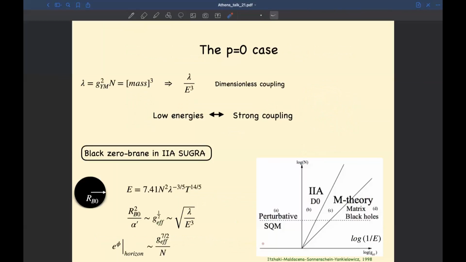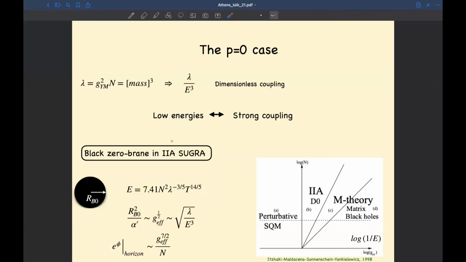Diving in a little more, for the case when p is 0, the difference with the 4-dimensional case is that the coupling in this case has dimensions of mass cubed. So indeed, we don't have a CFT, but one can construct a dimensionless coupling by dividing by suitable powers of energy. From this, one can see that low energies correspond to strong coupling. Basically, this holds if we fix lambda. Otherwise, we can send lambda to be very large, and then we get strong coupling.